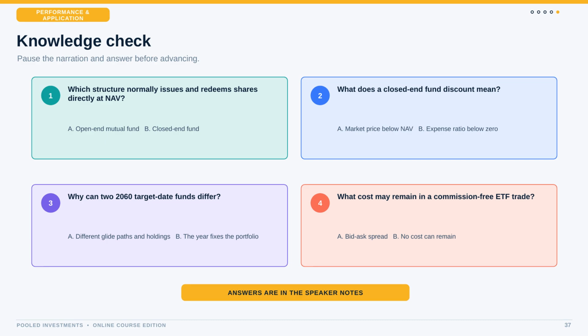The answers are 1. An open-end mutual fund. 2. The market price is below NAV. 3. Glide paths, holdings, and fees can differ. 4. The bid-ask spread, premium or discount, market impact, and taxes can still matter.